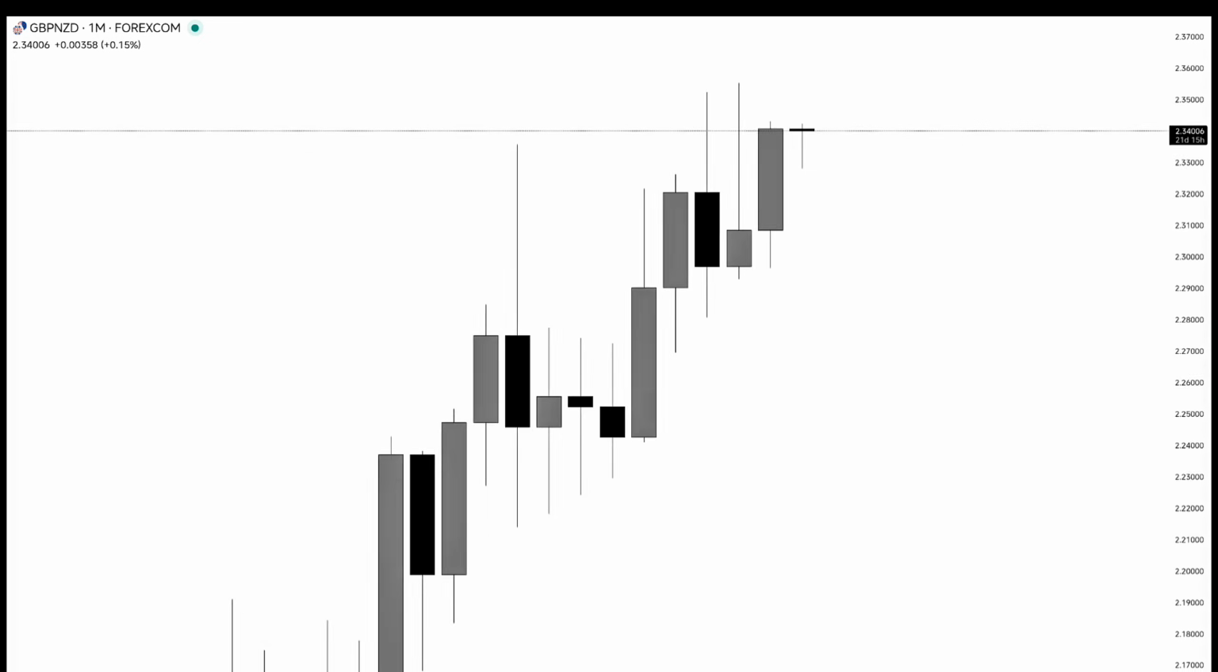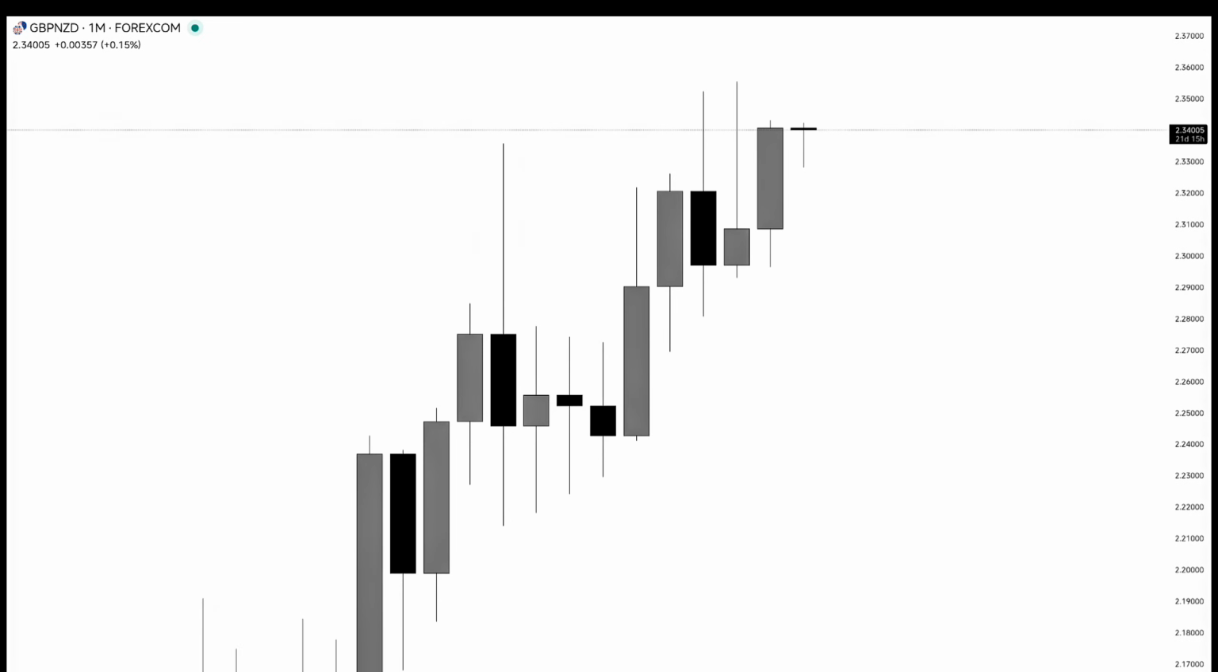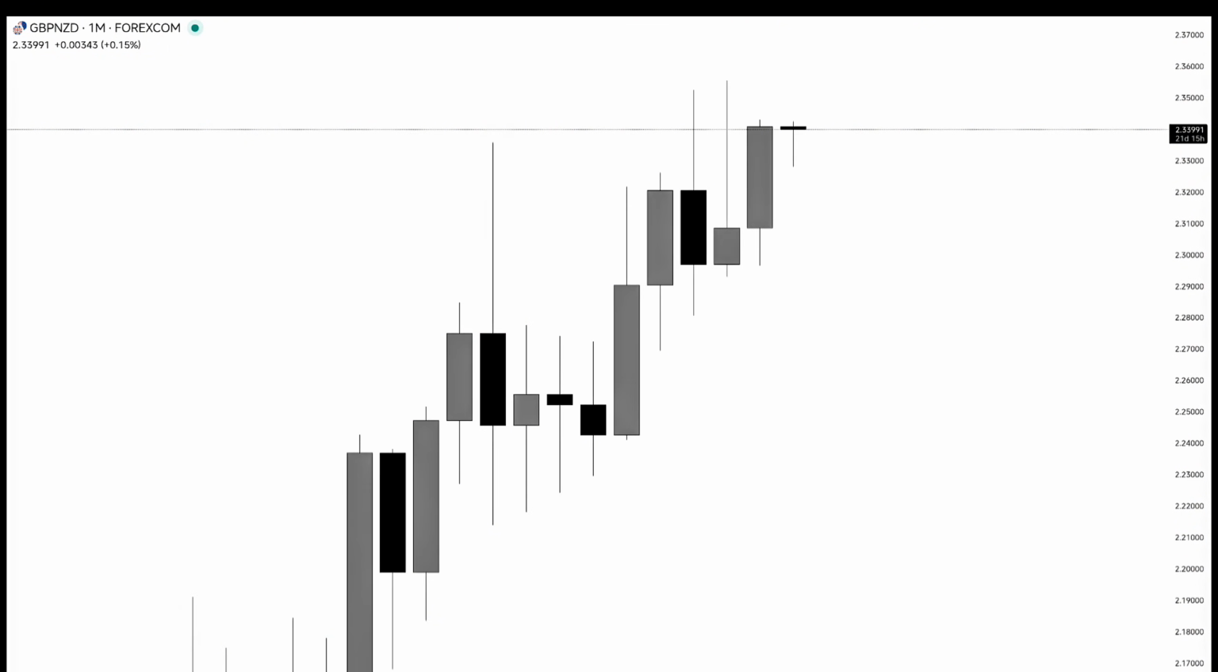So now let's use GPNZD again for this particular scenario. You see I said CRT works best with rejection, and also note this: CRT works best when it is in alignment with the trend. Wherever you are trading, you have to structure it first, then anything else can follow after structure.